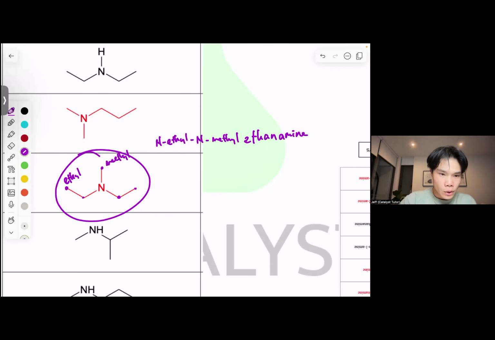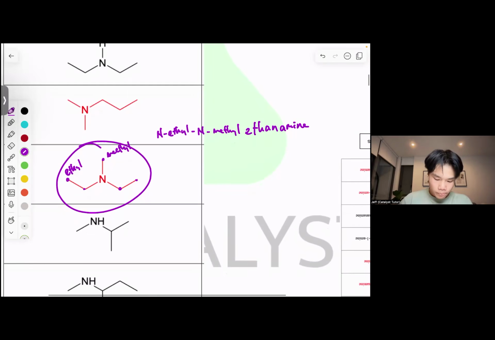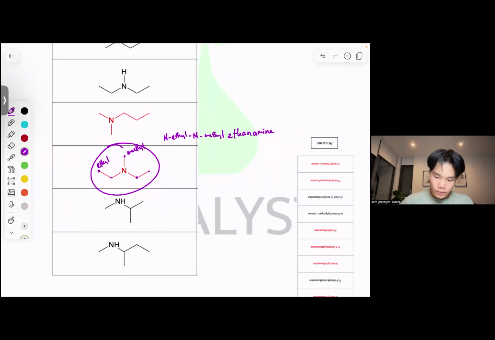Is it fine to have a locant anyways, even though it's the same? So it depends how harsh your school is. If you're at a school that marks harsh, you'll lose marks for putting redundant locants, but if you're ever in doubt, just leave it in. Okay, cool. Let's keep moving.